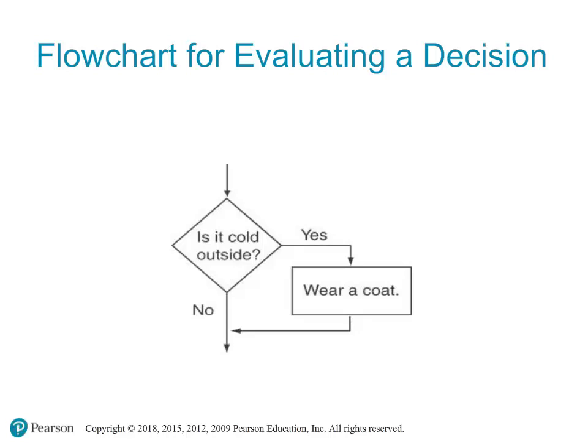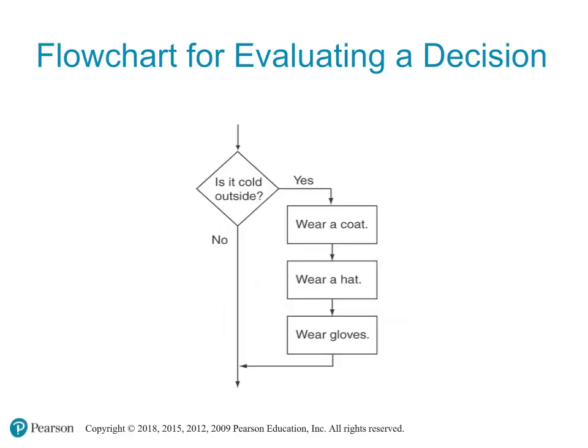So this is the flowchart of the decision. We evaluate, is it cold outside? If it is true, we wear a coat. If it is false, we do nothing here. This is another example. If it is cold outside, we have multiple actions. We wear a coat, wear a hat, and wear gloves. Otherwise, we skip all those actions and do nothing.